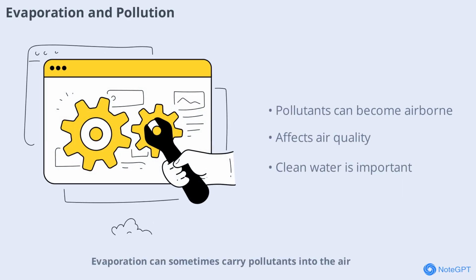Evaporation can sometimes carry pollutants into the air. When contaminated water evaporates, some chemicals or toxins may become airborne. This can affect air quality and pose health risks. Scientists monitor evaporation in polluted areas to protect people and the environment, highlighting the need for clean water sources.